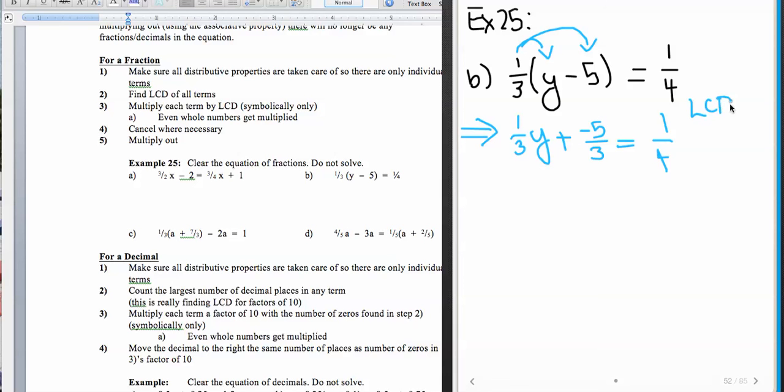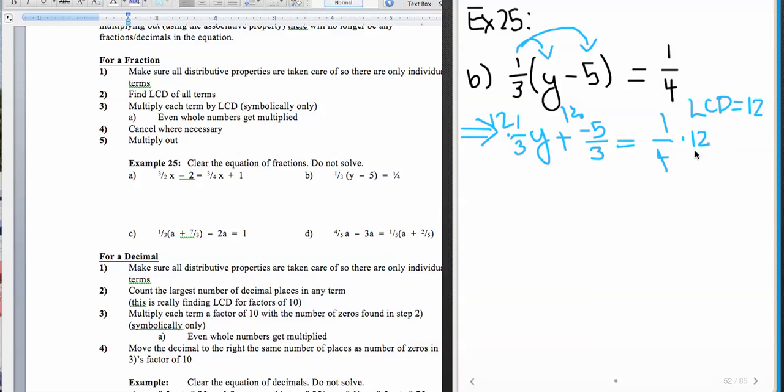Now from that point in time we need to find the least common denominator. The least common denominator of our denominators, 3 times 4, is 12. So I'm going to multiply every single term by 12. The first term by 12, the second term by 12, and the third term by 12.